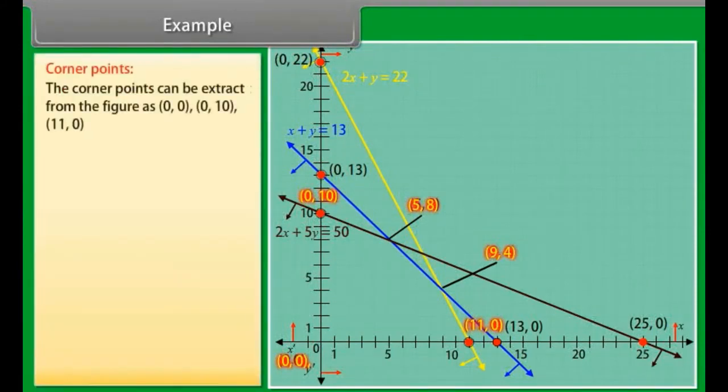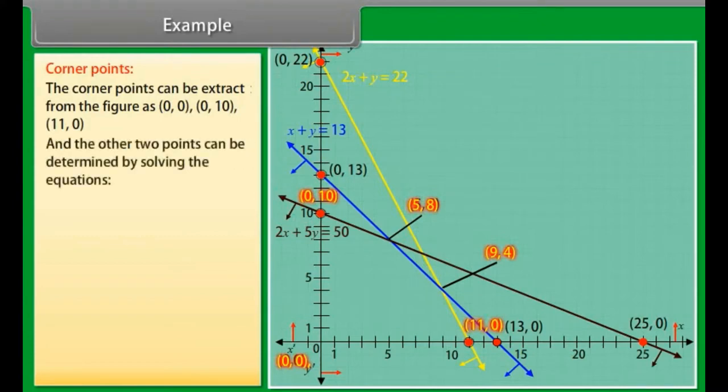The corner points can be extracted from the figure as 0, 0, 0, 10, 11, 0, and the other 2 points can be determined by solving the equations. 2x plus 5y equals 50 and x plus y equals 13. By solving the equations, we get 5, 8.